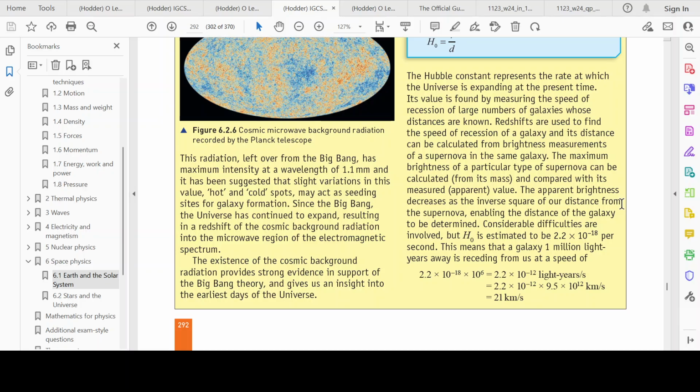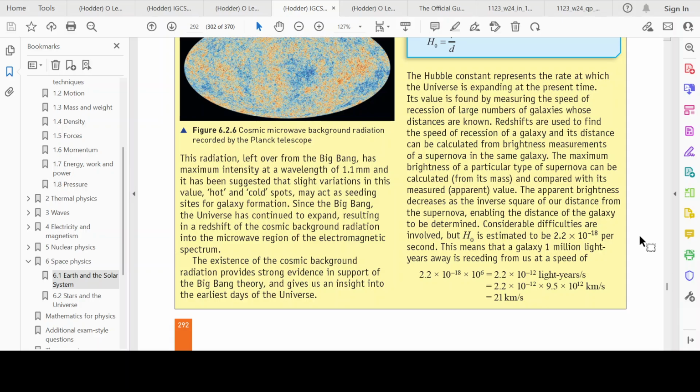Right, so if the distance doubles, the brightness goes down by 4, it quarters. It's an inverse square. Enabling the distance of the galaxy to be determined, etc., etc. But then after all of this, they tell you that Hubble's constant is estimated to be 2.2 times 10 to the power minus 18 per second.